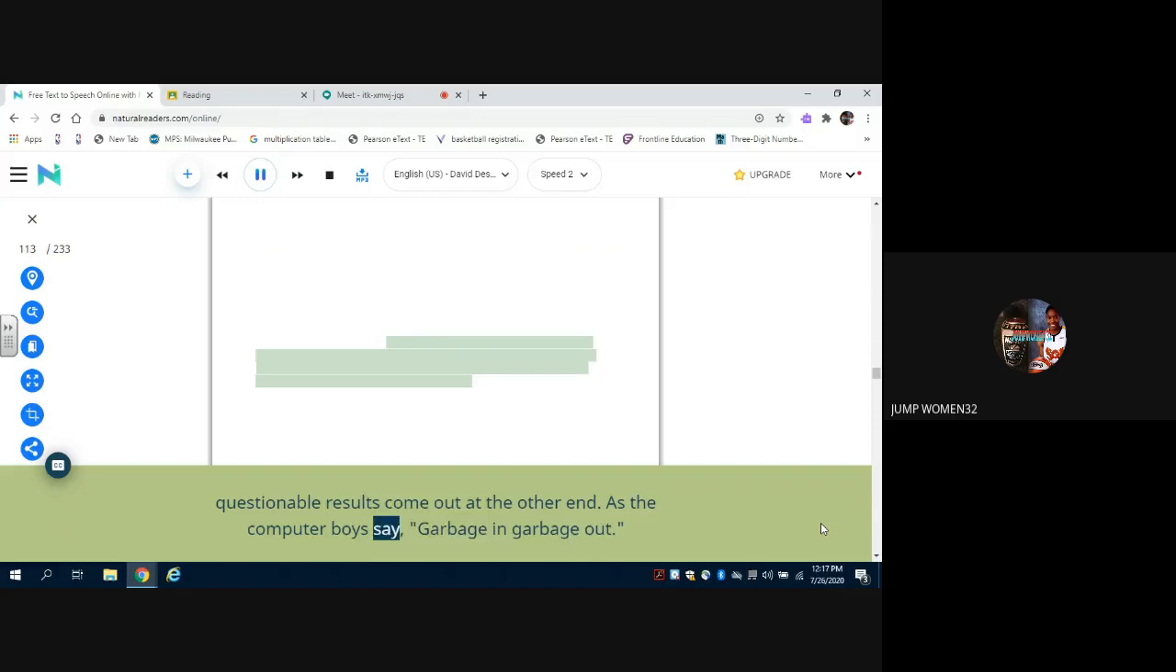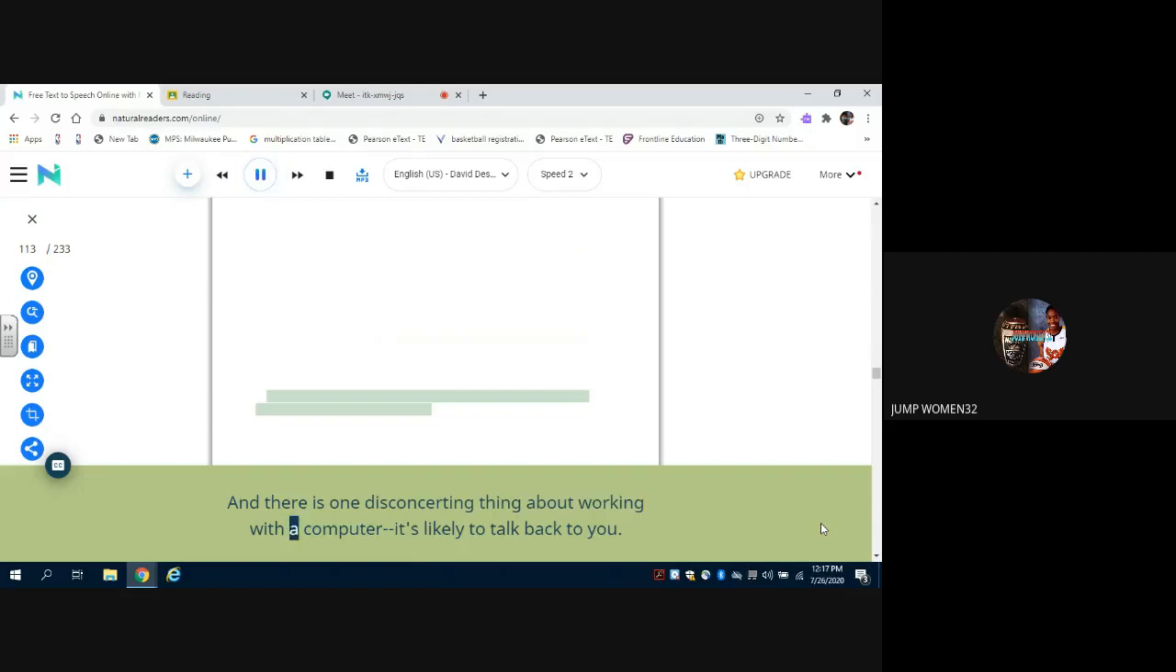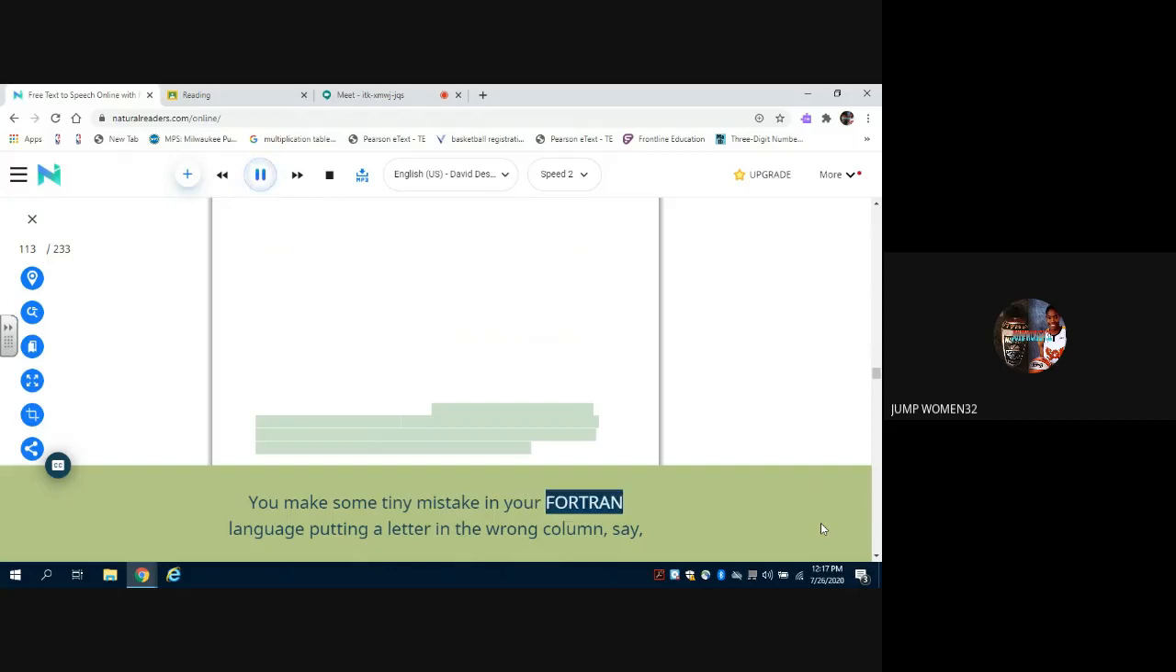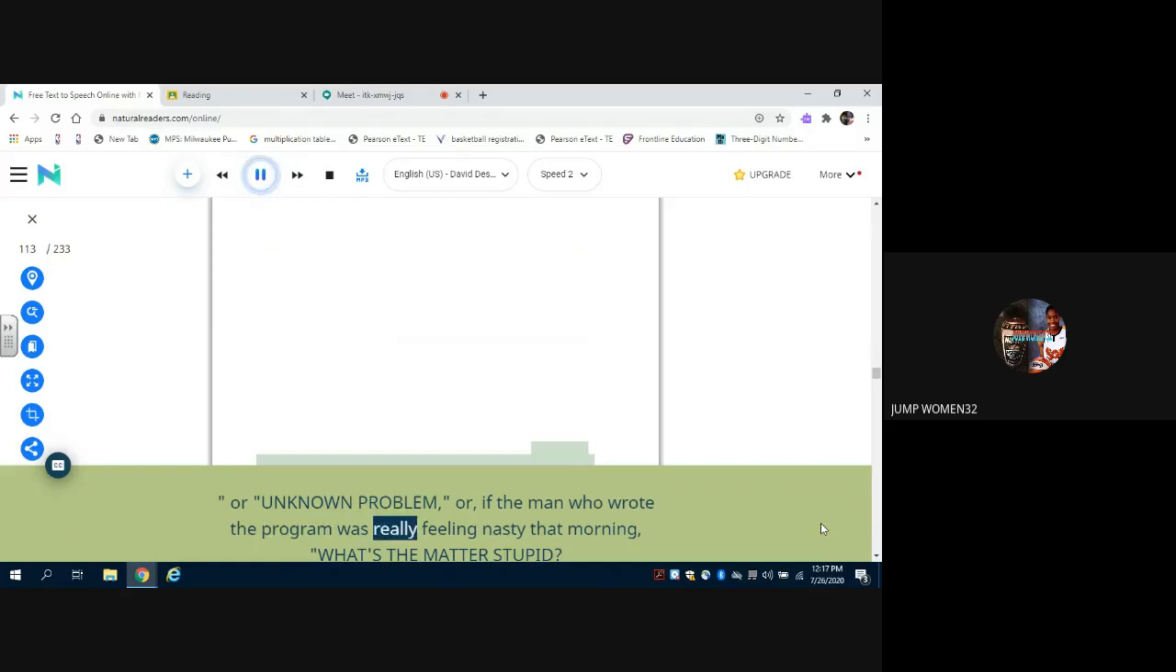And there is one disconcerting thing about working with a computer: it's likely to talk back to you. You make some tiny mistake in your Fortran language, putting a letter in the wrong column, say, or omitting a comma, and the 360 comes to a screeching halt and prints out rude remarks, like illegal format, or unknown problem, or, if the man who wrote the program was really feeling nasty that morning, what's the matter, stupid?